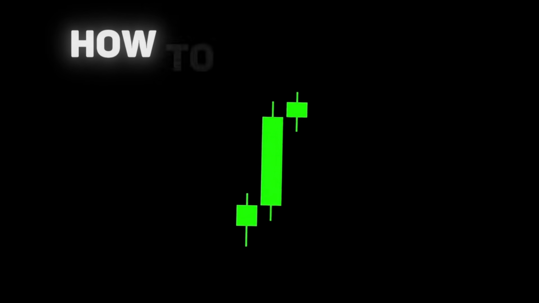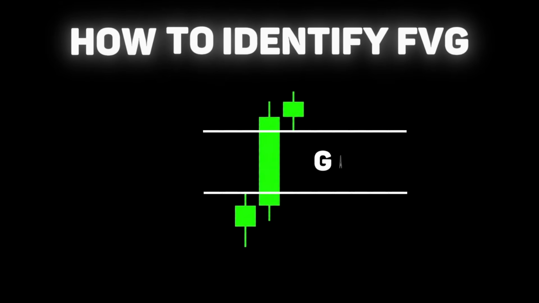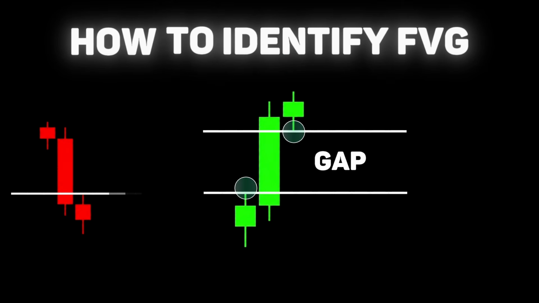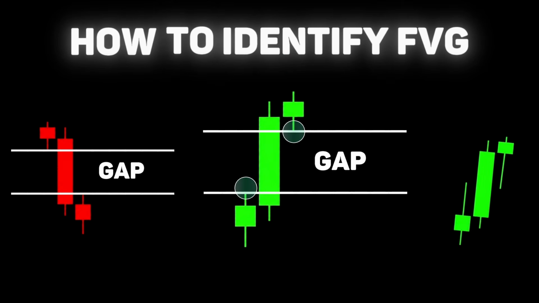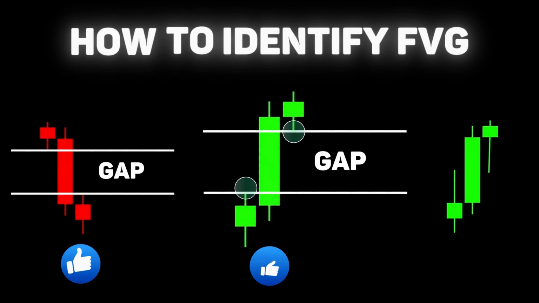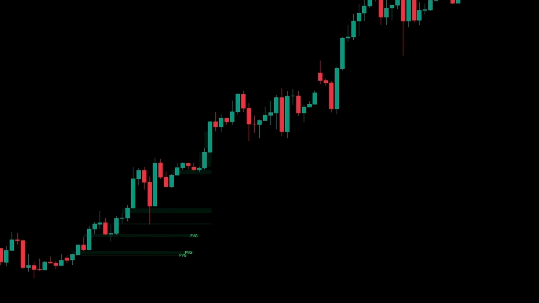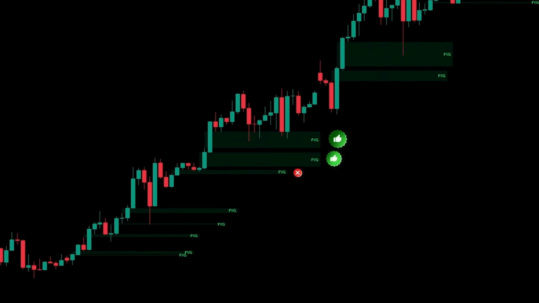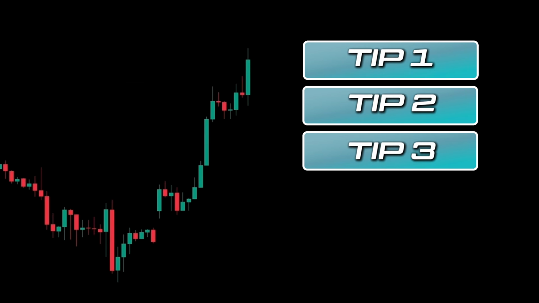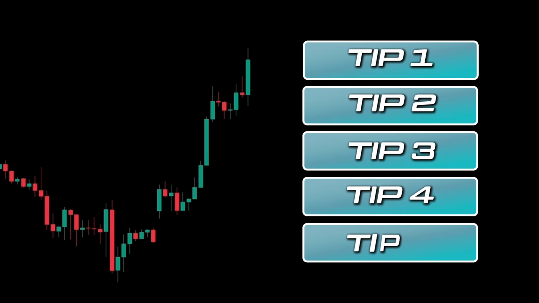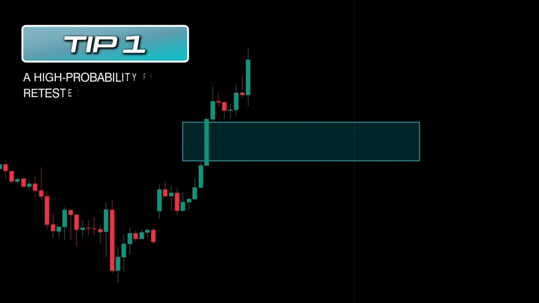Starting with the basics, we all know that a bullish fair value gap is a space between the upper wick of the first candle and the lower wick of the third candle in a 3-candle sequence. Similarly, a bearish FVG is a space between the lower wick of the first candle and the upper wick of the third candle. The color does not matter, and they can be in any shape or size.